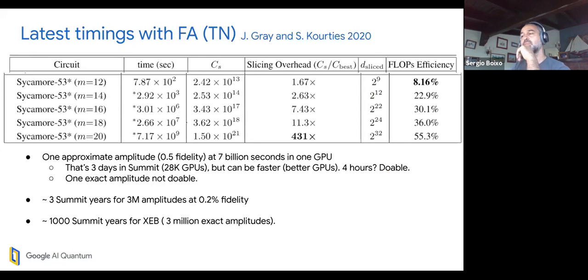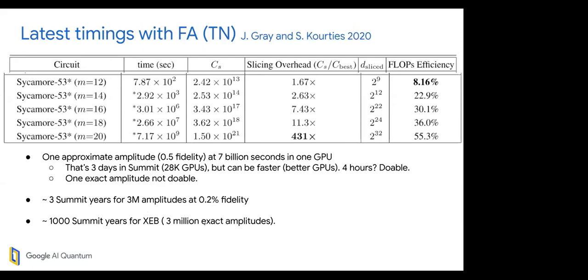If you use the same algorithm, but you want to calculate 1 amplitude at perfect fidelity, then it will be 200 times harder. So you will have to multiply 7 billion seconds by 200. So the cost of running this algorithm is actually proportional to the fidelity that you want. When I say here that you can do 3 million amplitudes in 3 years of Summit, that's for 0.2% fidelity. If you actually wanted perfect fidelity, then it would be 500 times more expensive. So that's around 1,000 years or something like that.